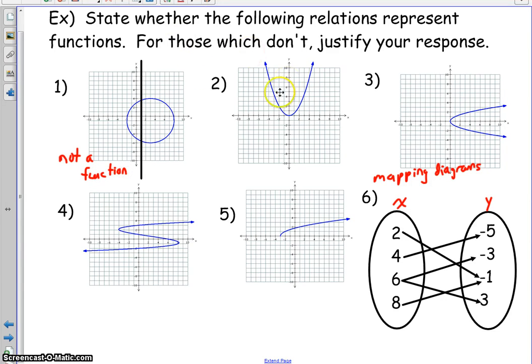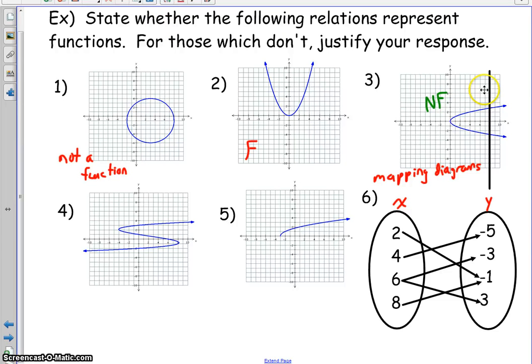Okay, for the second one here, this parabola that's opening up, I can see that as I move from left to right, I'm only ever going to touch the graph once at all times, so this one is a function. So I'll write f for function just to keep things short. Okay, for the third one, let's take this vertical line test. You can probably already see it now, but you touch the graph more than once here, so this is not a function, so I'll use nf for that.